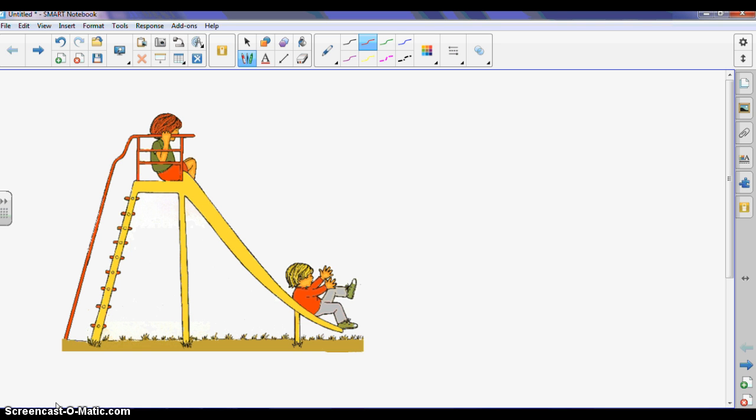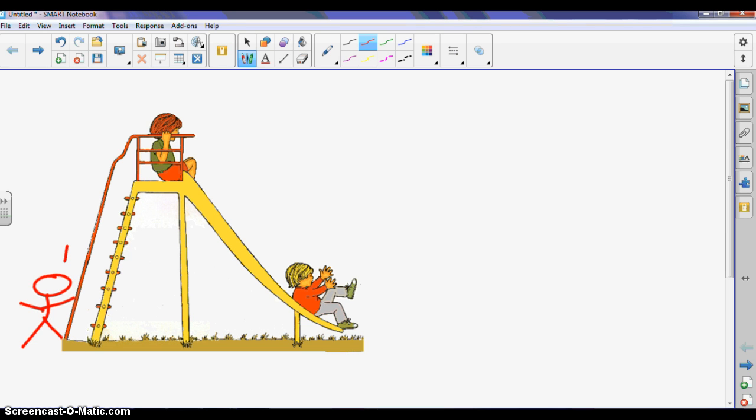To look at that, we are going to take a look at a kid on a slide here. If a student started down here, forgive my drawing skills, this person would have 0 gravitational potential energy and 0 kinetic energy. They're just stationary. They're not moving.